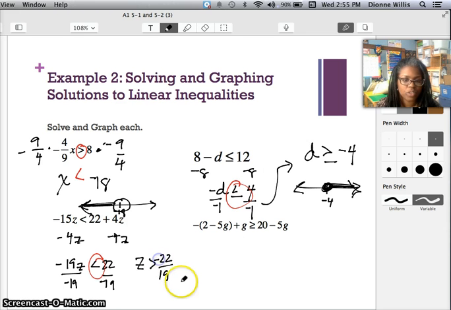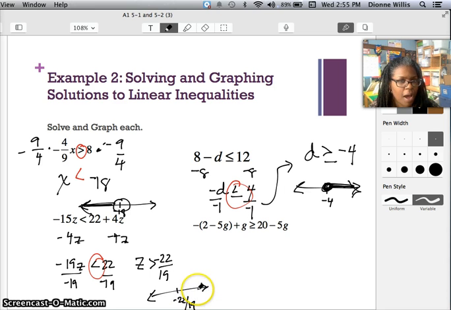-22/19. And not super simple to graph. I guess it is just as simple as anything else. The number I'm concerned about is -22/19. If you don't like the improper fraction, you can change it to a mixed number, but this is cool. And I'm going to open circle, and I'm going to shade to the right because it's greater than. And I think we got the time to do this last one.